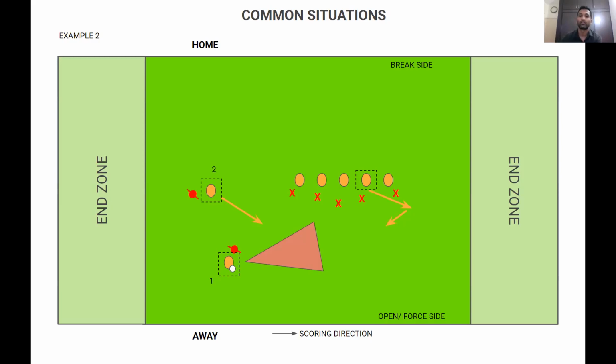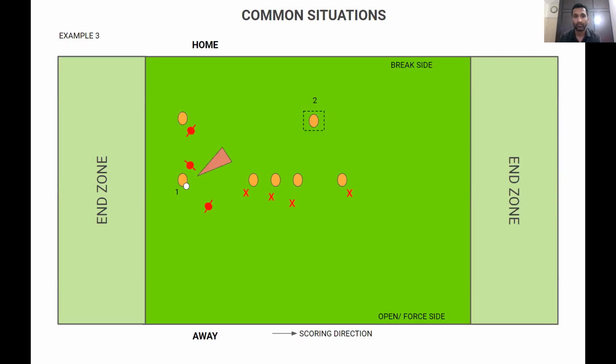The point over here is not whether one will pass it to two or not, but that it might be a rushed decision where two comes upline and is open and you make a pass, but one would never have expected it. So this is another example.